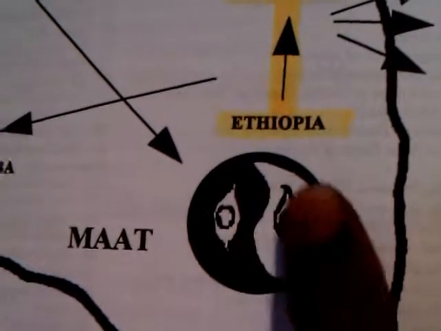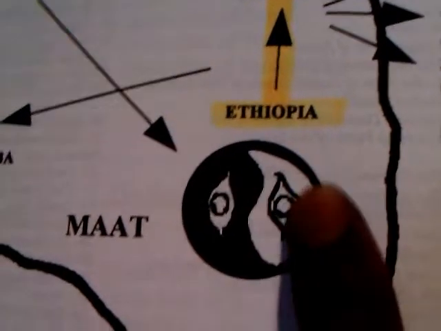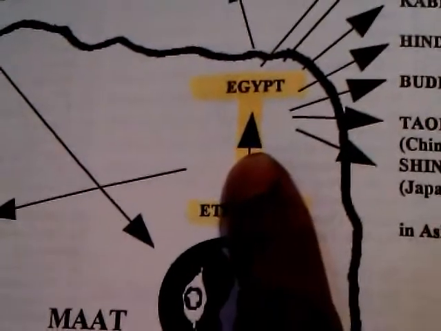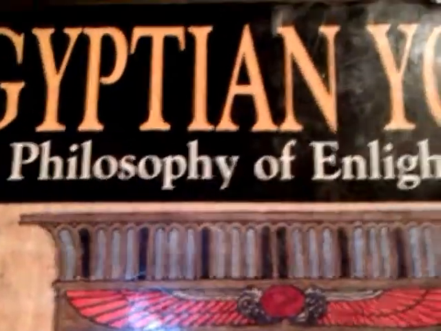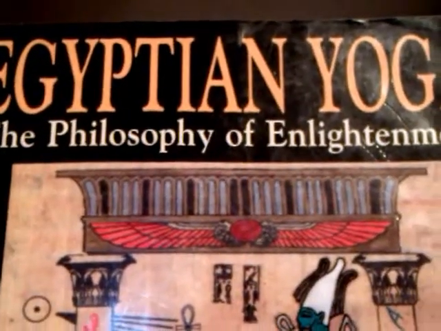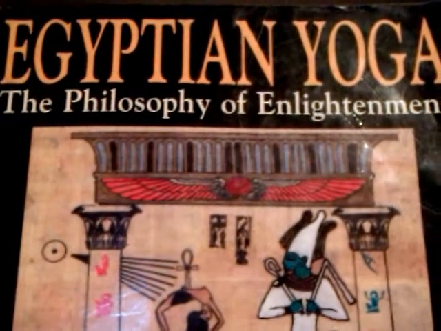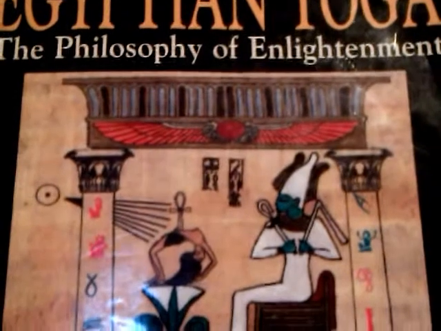Now, you probably know this symbol as a yin and yang symbol, but it's also a very ancient African sigil or symbol. Now, let's just first deal with this book right here, Egyptian Yoga. And this particular book right here is named Egyptian Yoga. Let's get a shot of the cover right here. Egyptian Yoga. The Philosophy of Enlightenment.